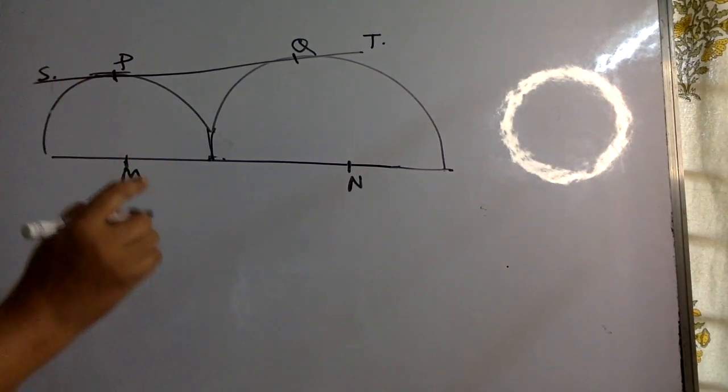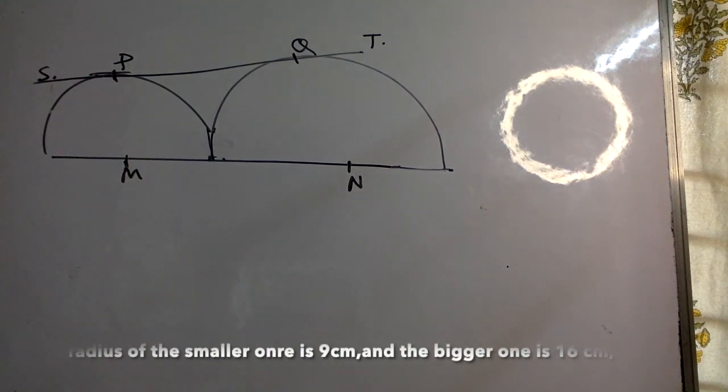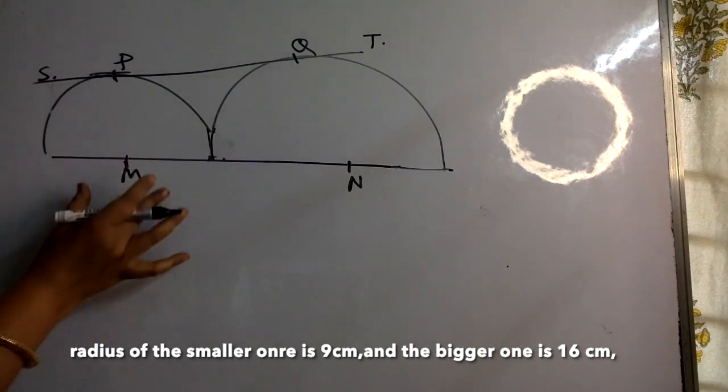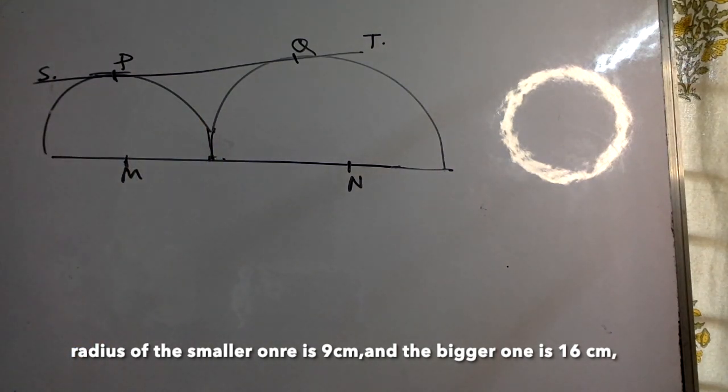The only thing that they have provided us, as you can see in the question, is the radius of the two semicircles, 9 and 16. The smaller one is 9 and the bigger one is 16. So what do we do?